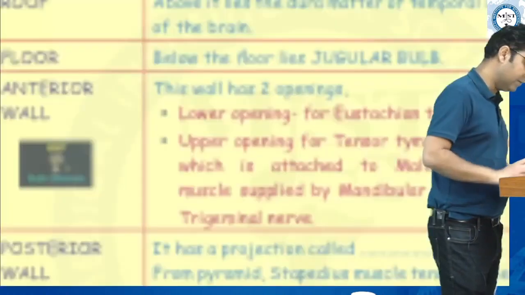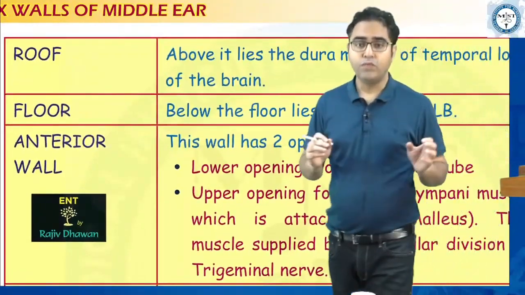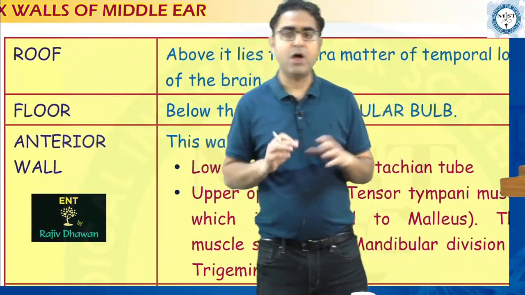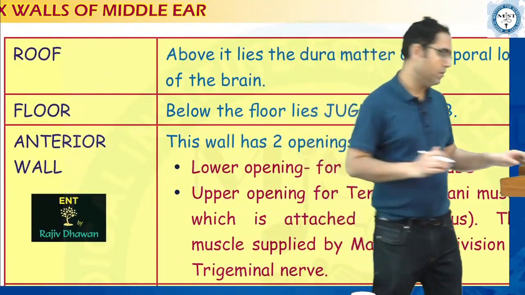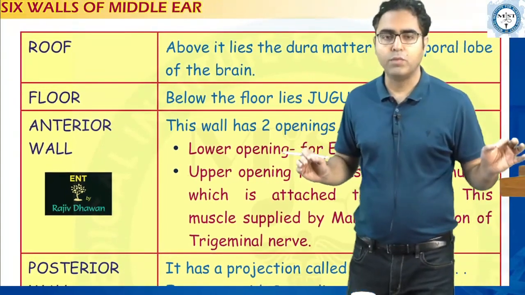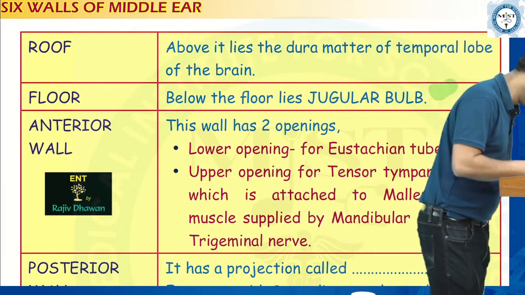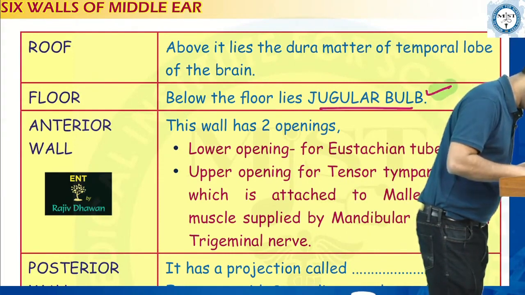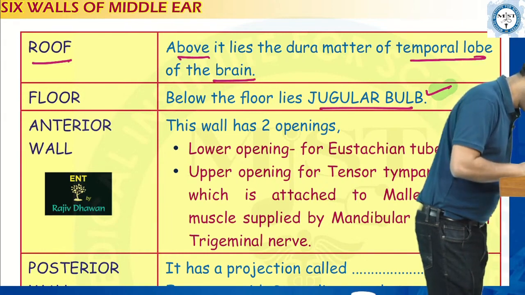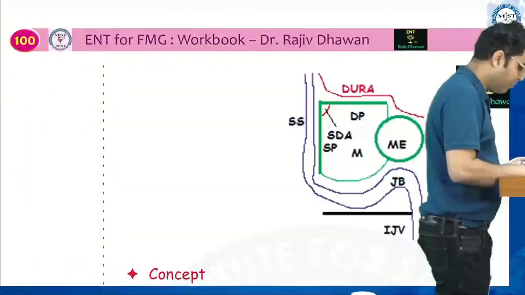Now, everybody, let us discuss the six walls of the middle ear, beta. Number one, roof. Above it lies the dura of the temporal lobe of the brain, beta. Oh, I know that, above the ear there is the brain. Now, below the floor lies the jugular bulb. Now, what is this jugular bulb, beta? Above the roof lies the brain, the temporal lobe of the brain. Below the floor lies the jugular bulb, beta.